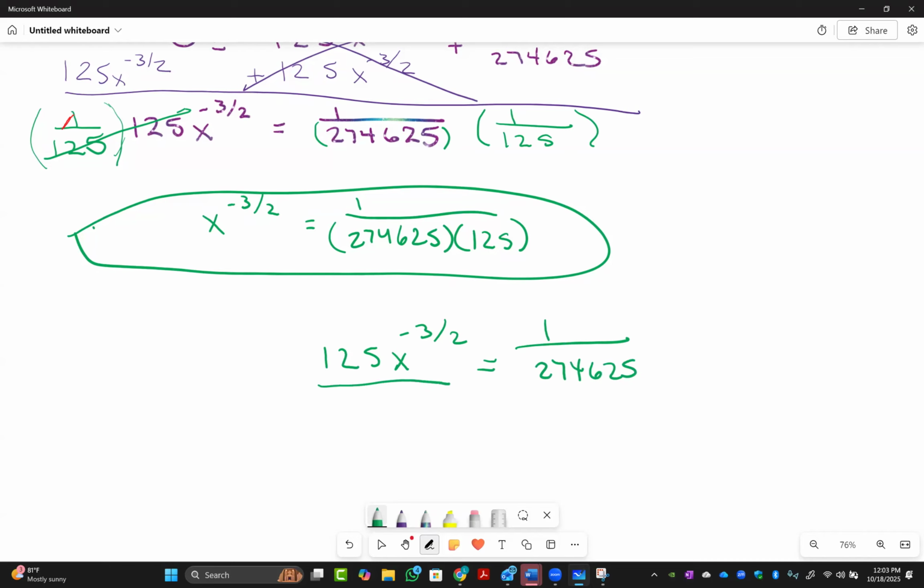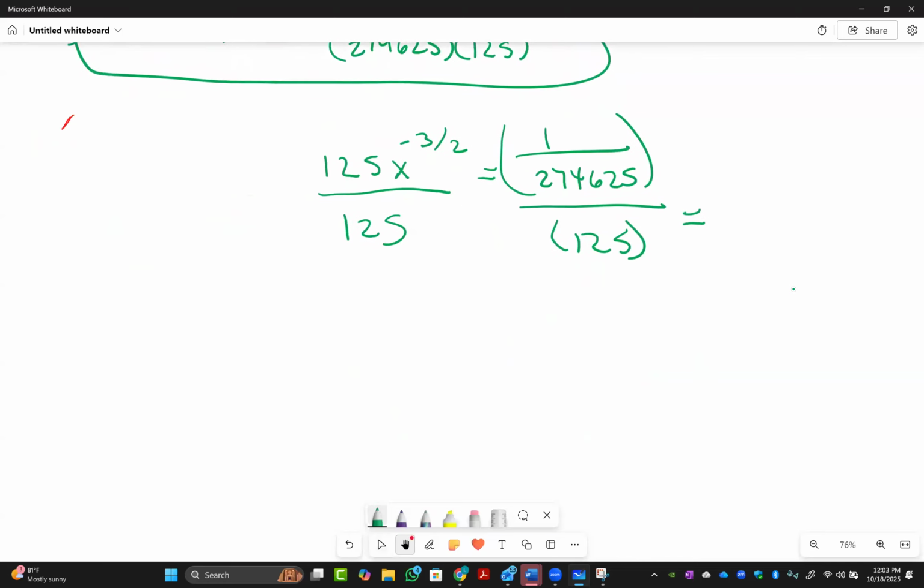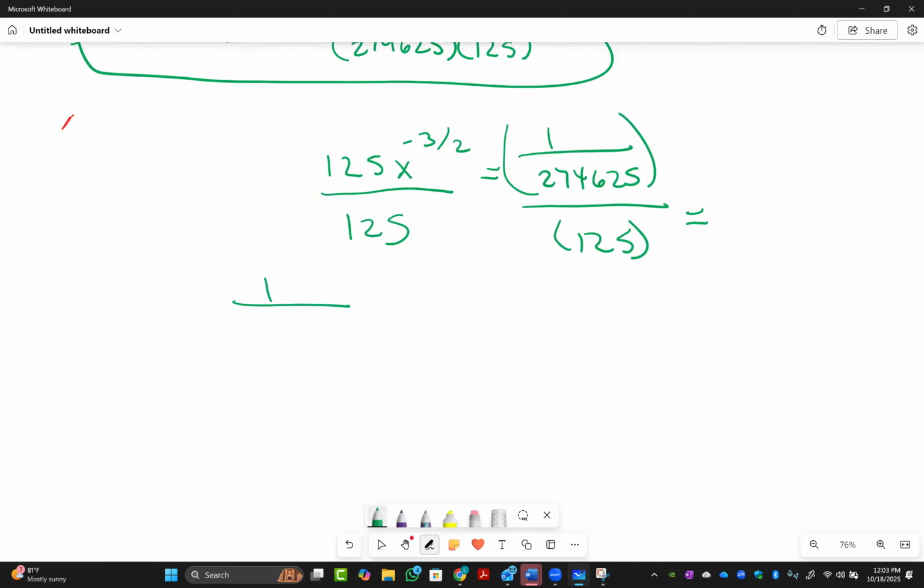So divide both sides by 125. This is the top of the fraction. This is the bottom of the fraction. That's equal to 1 over 274,625 divided by 125, which is equal to 1 over 274,625 times, that's not an X, that's a times, times 1 over 125.